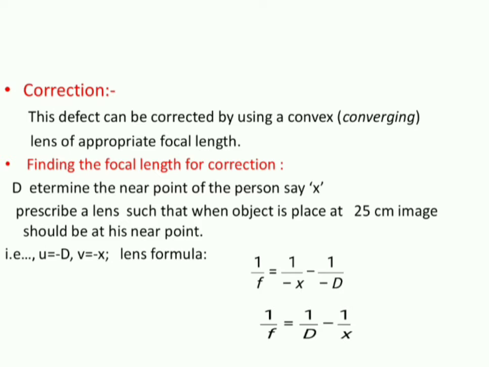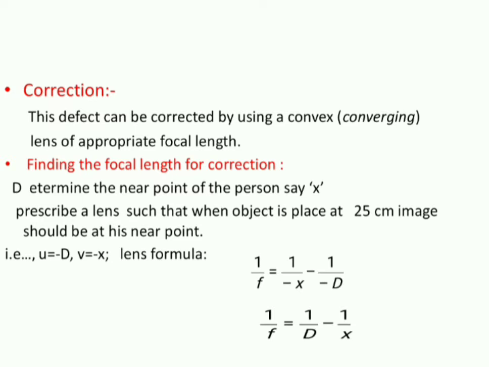Look at the method of determining the focal length for the correction. So first we have to determine what is the near point of this person. Say the near point is X. So prescribe a lens such that if an object is placed at 25 centimeter, we know 25 centimeter is a regular near point for a normal human eye, the image should be formed at its near point. So if suppose his near point is 50 centimeter, if you keep an object at 25, image should be formed at 50. And if image is at 50, the image will be formed on the retina.